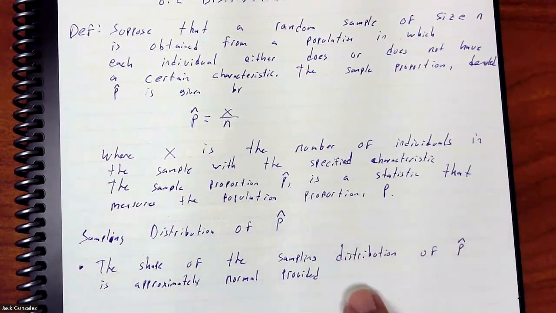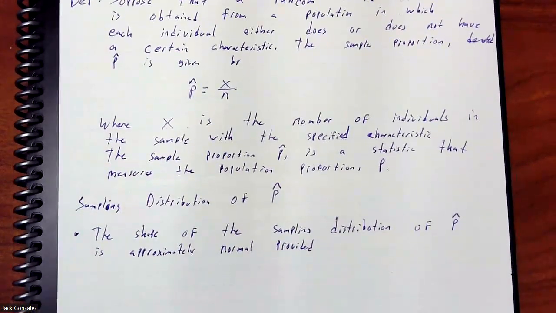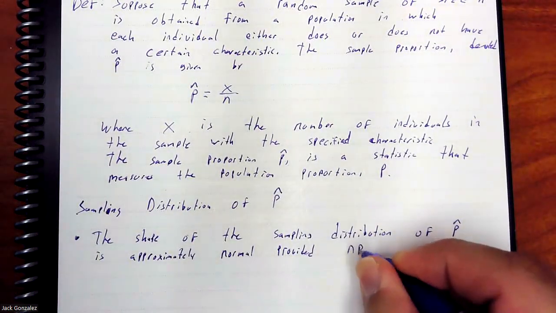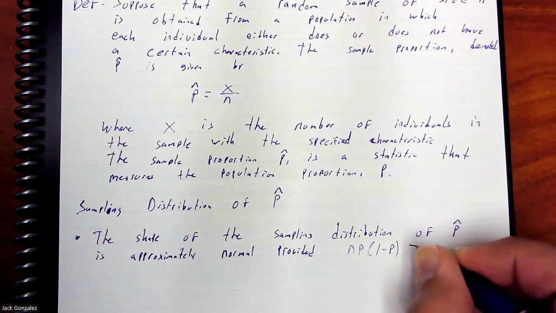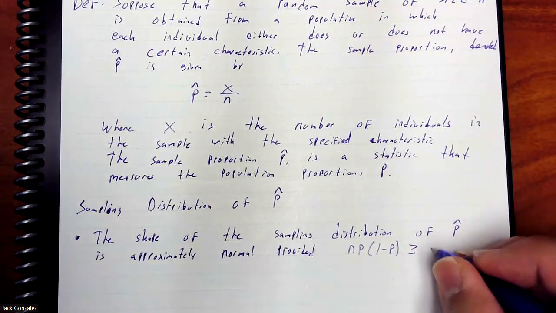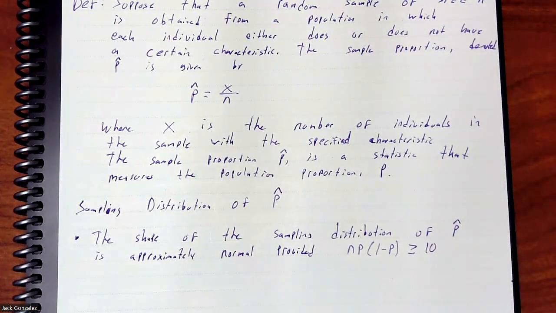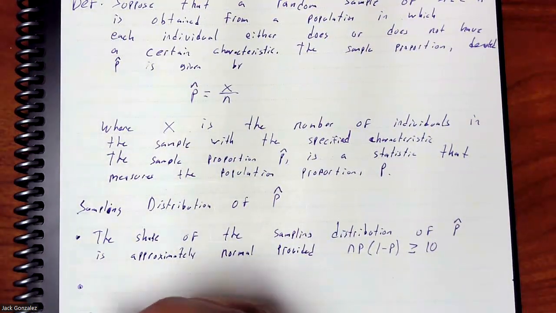So if n times p times 1 minus p is greater than or equal to 10. So as long as npq, or np times its complement, is bigger than 10, you're good. Then you can approximate it to the normal. If you approximate to the normal, then we can have all those assumptions and all those properties from the normal distribution. So a lot of these are being approximated to the normal.